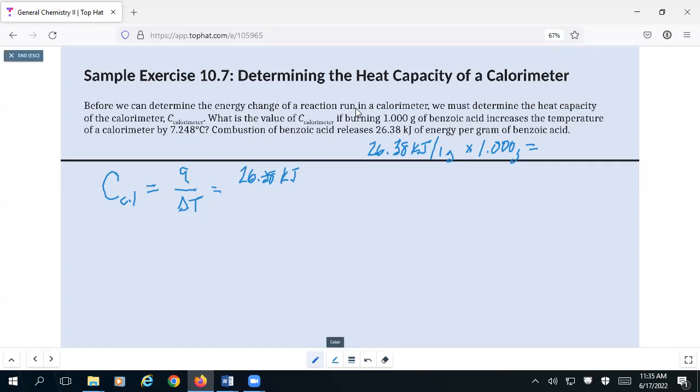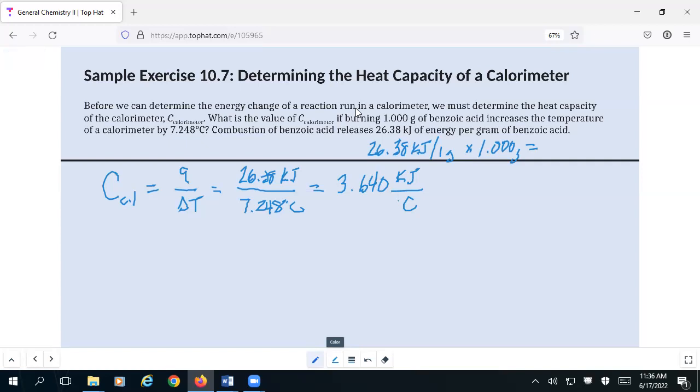And the calorimeter changed in temperature by 7.248 degrees Celsius. So 26.38 divided by 7.248, to 4 significant figures, would be 3.640 kilojoules per degree Celsius. That would be the calorimeter constant.